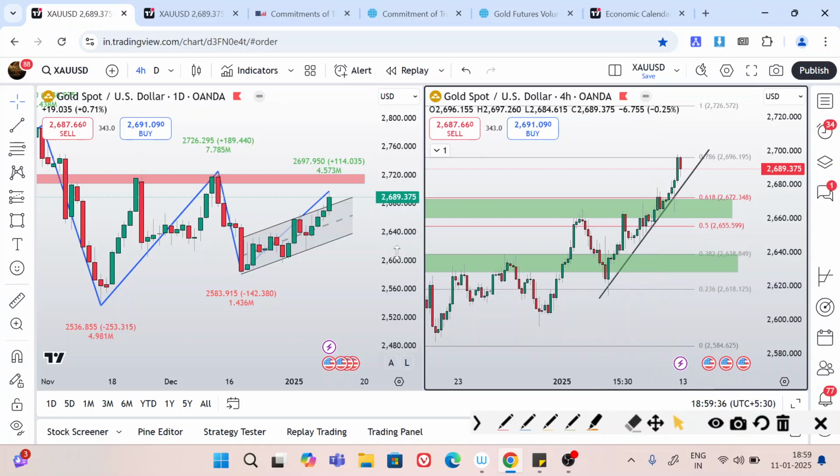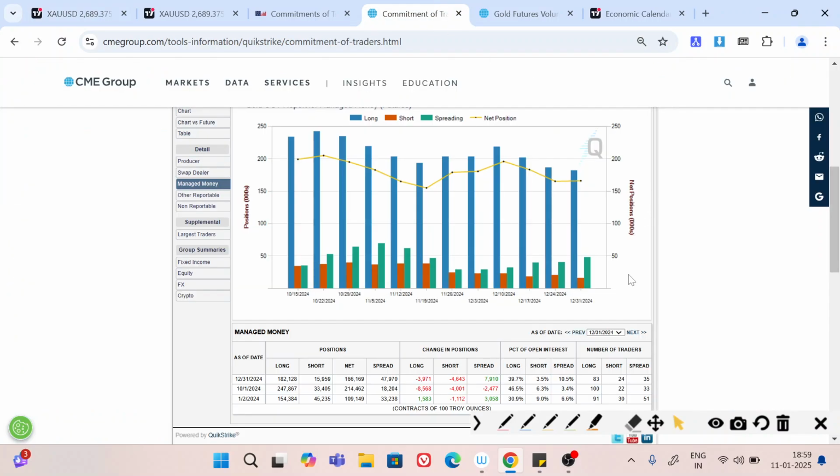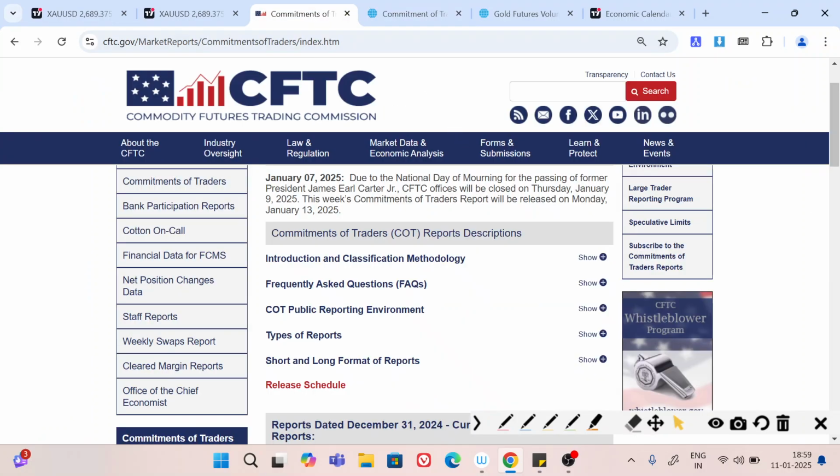But as usual, before going into the price action, we are going to check the latest COT report. But this week also, we do not have the latest data with us. This is the old data. And if you check the official site of COT, that is CFTC, you can see the notice over here. They are going to release the latest COT report on Monday. So we have to wait for Monday to check the positions of the managed money.